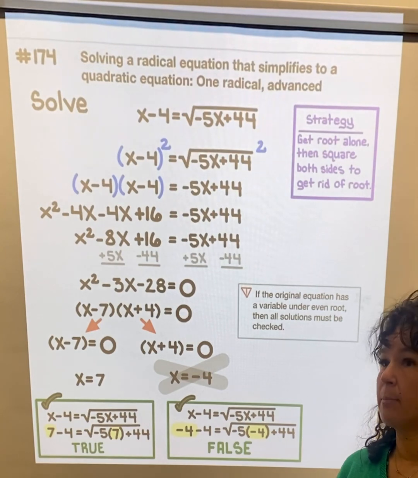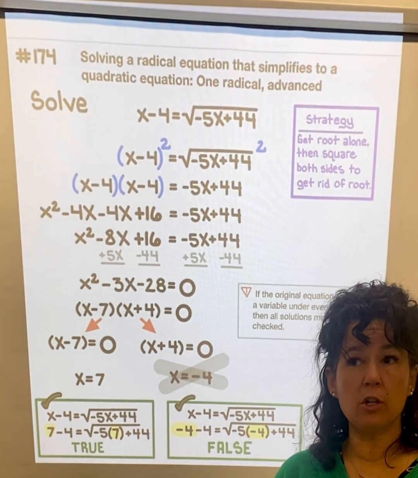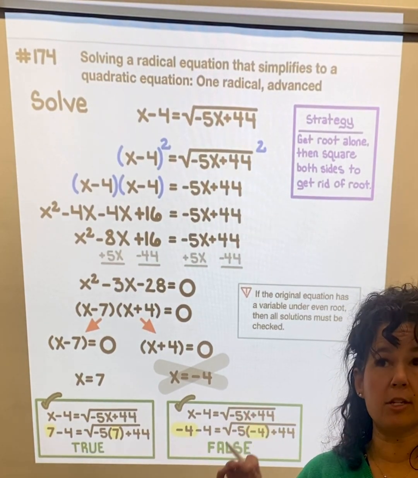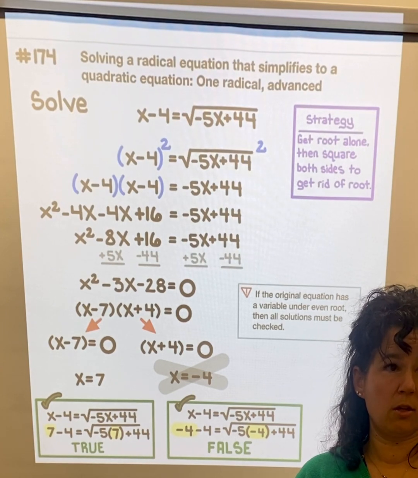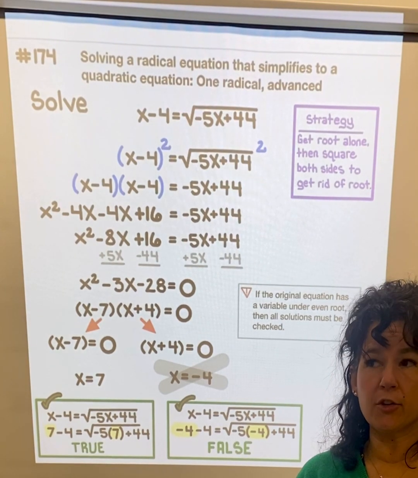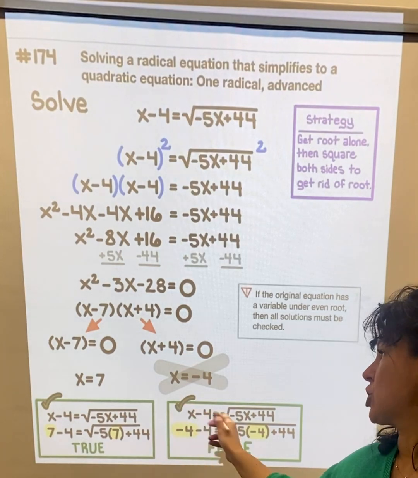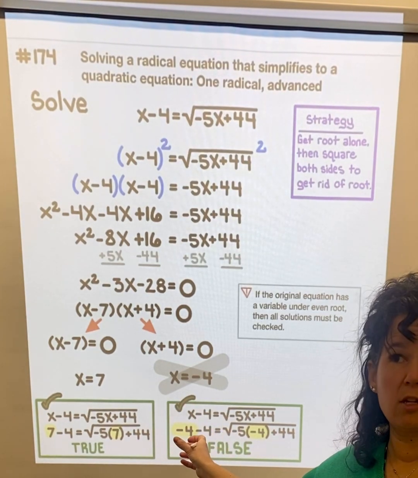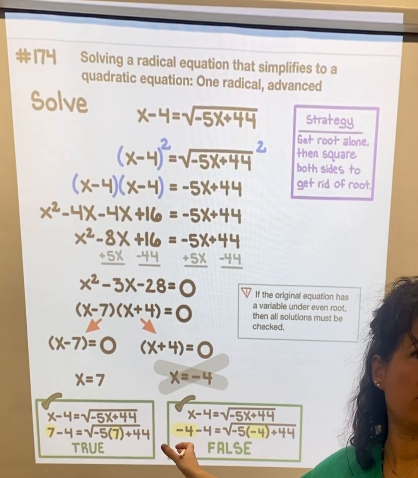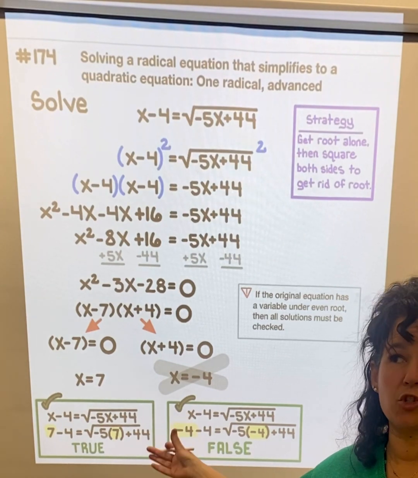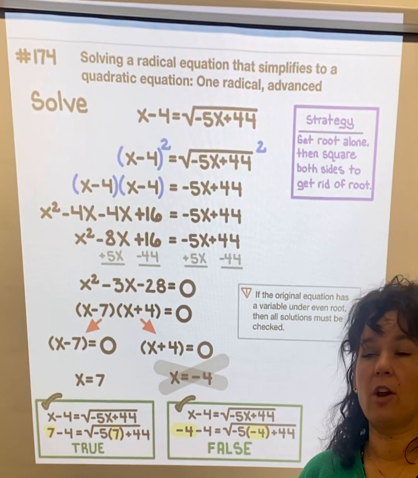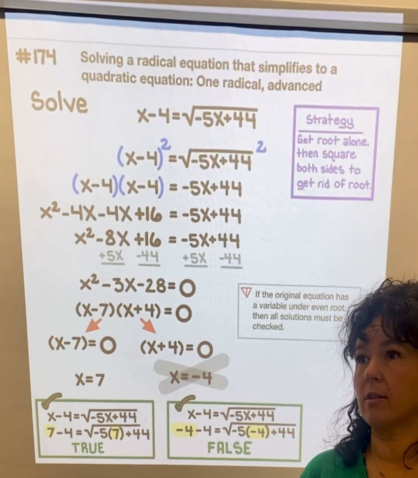So guys, one more time, please make sure you remember, if your original equation has a variable in the denominator of a fraction, or there's a variable underneath an even root, then checking your final answers is not optional, you've got to do it, because they're called, fancy word, extraneous solutions. And your extraneous solutions, you throw them out, and that's what's left.